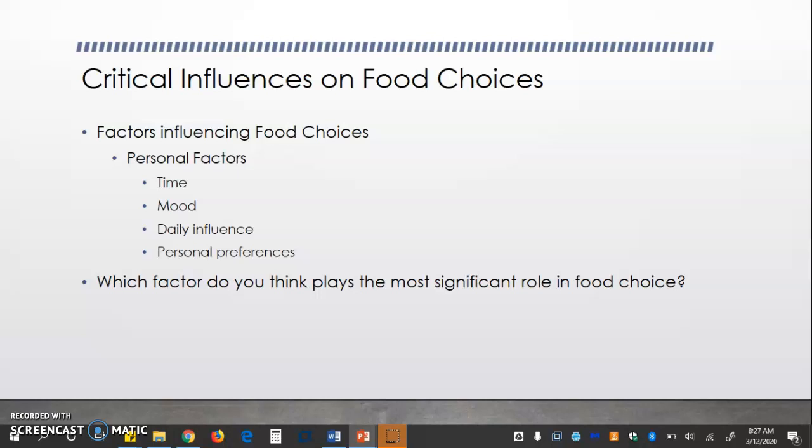So I pose a question here to you. Which factor do you think plays the most significant role in food choice? And we'll pick up here when we meet on Friday. But I want you to consider these various factors and understand that we want to eat for enjoyment, but primarily, first of all, we need to eat for nutritional needs.